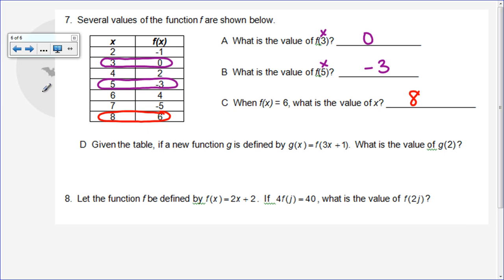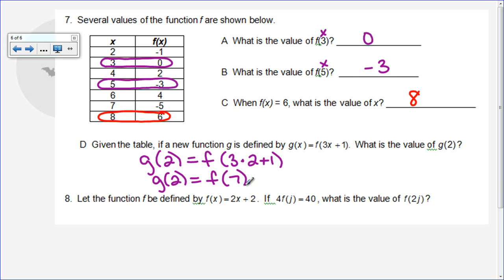All right, so it says, given the table, if a new function g is defined by g of x equals f of 3x plus 1, we want to find the value of g of 2. That means I'm going to replace all my x's with a 2. So g of 2 is equal to f of 3 times 2, because that's what x equals, plus 1. Well, I just have to find out what this is. So g of 2 is going to be equal to f of 3 times 2 is 6 plus 1 is 7. So g of 2 is the same thing as f of 7.